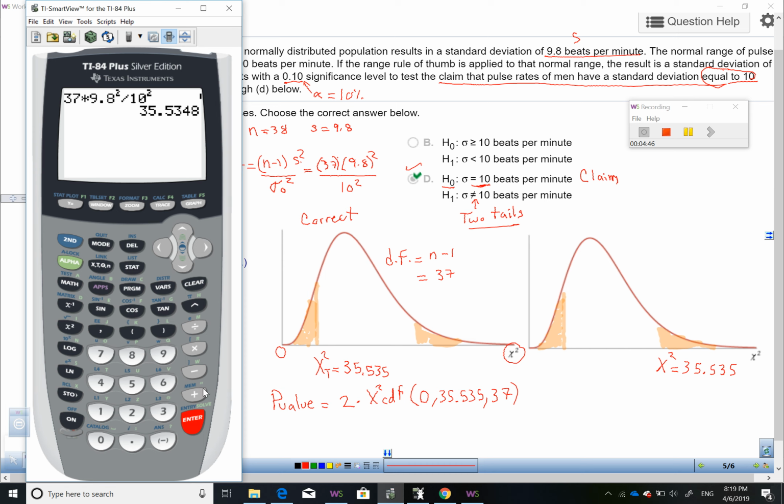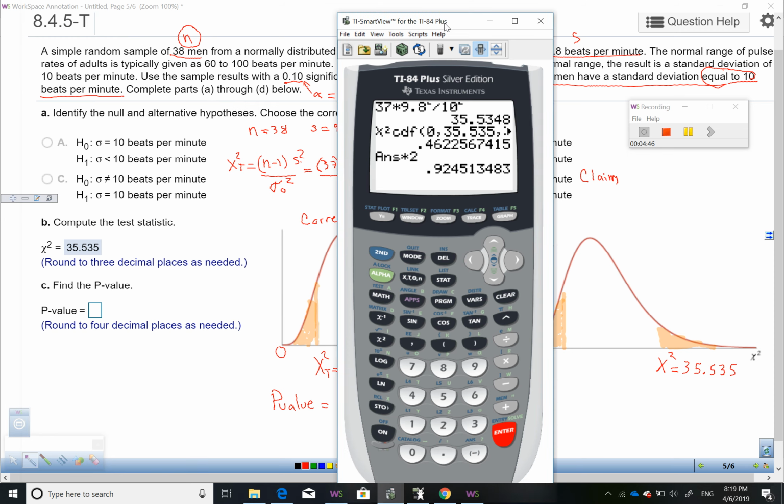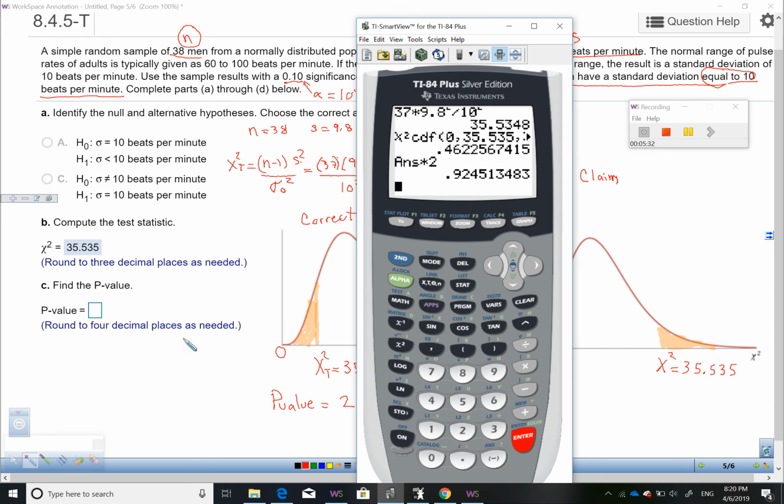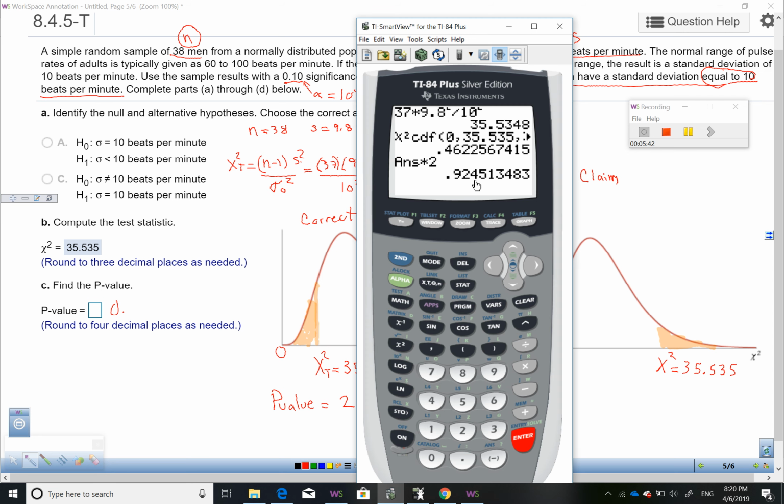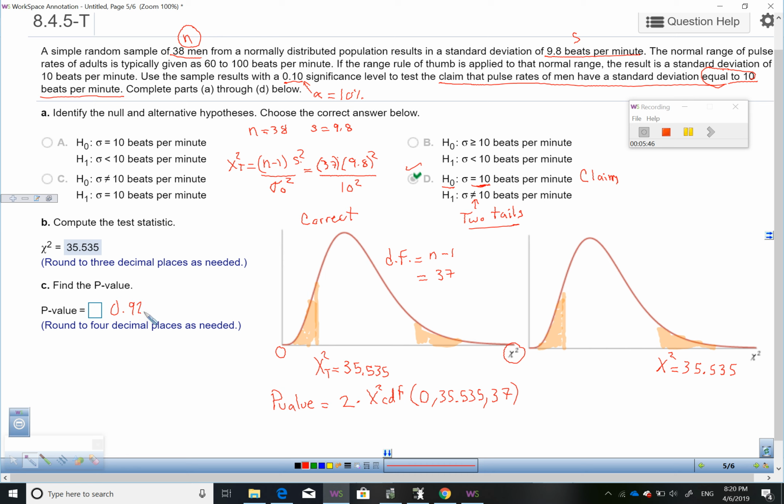That'll give me this area right here, the area on the left. But remember, you need to find this area as well, which is the same area as this side, so we multiply by 2. That is my p-value. In this case, we round to 4 decimal places. That will be 0.9245. Let's write it here: 0.9245. Okay, that will be the p-value.